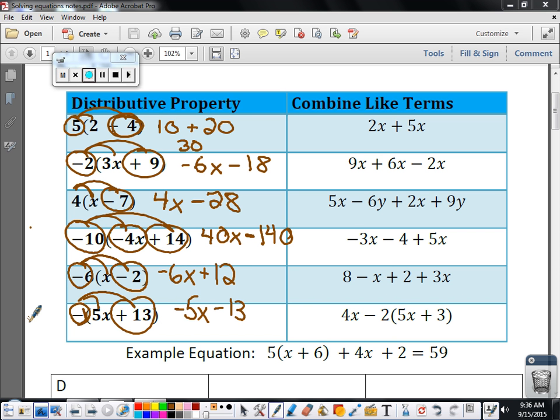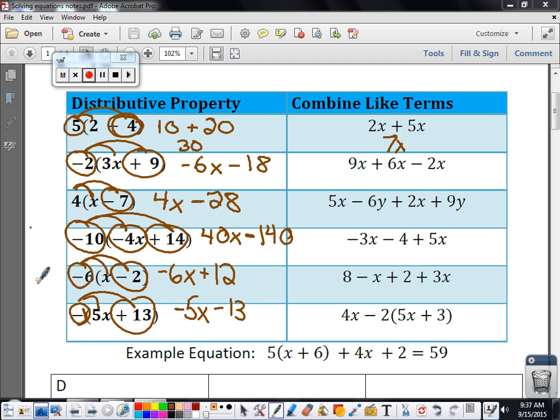Now let's talk about what are called like terms. All right, so here's how this works. 2x plus 5x: 2x and 5x are like terms, and the reason they're like terms is because they both have an x in them. So I can combine them. Don't think about it in terms of x, think about it in terms of apples. If you have 2 apples and you add 5 apples to your group, how many apples do you have? 7. So 2x plus 5x is 7x. Write that down. Good?